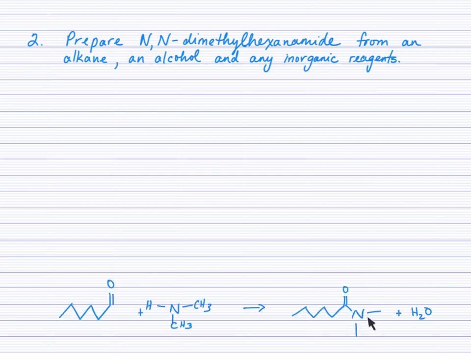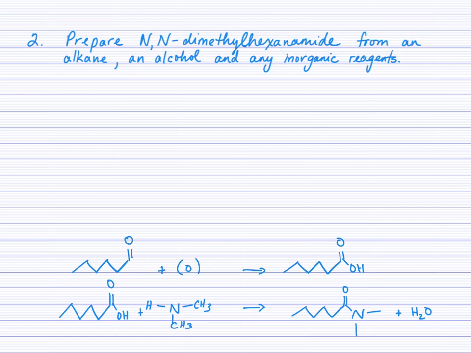Okay, so here is the N,N-dimethyl, 1, 2, 3, 4, 5, 6, hexanamide. Water is released in this condensation reaction between the carboxylic acid and this secondary amine. And so the organic reagents that I'm allowed to work with or start with are an alkane and an alcohol. So I recognize that this carboxylic acid came from an aldehyde, and so I can show the preparation of that carboxylic acid like so.